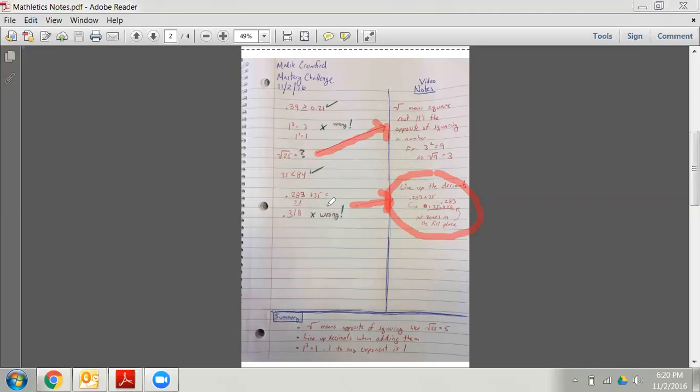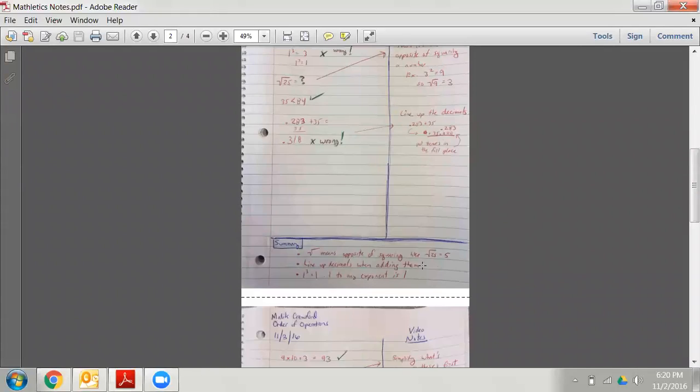At the end of the Mastery Challenge, Khan Academy tells him his score, but he's not yet done. He has to go to the bottom of his page, and he's going to write down the summary, which is the key takeaways of what he learned. He learned that a square root sign means the opposite of squaring, like the square root of 25 is equal to 5. He lines up the decimals when adding them because that's what he got wrong before, and that's what the video told him to do.